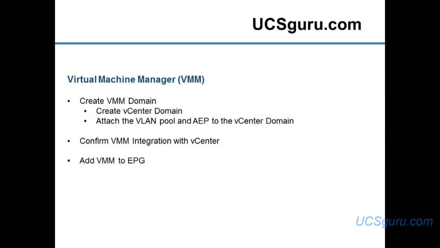Again, it should be a lot clearer once we get into the configuration. And then we'll confirm our VMM integration with vCenter. And then finally, in this section, we'll add the VMM to our EPGs we created earlier. So in effect, that will represent those EPGs within vCenter as VMware port groups to allow us to add virtual machines to these EPGs.